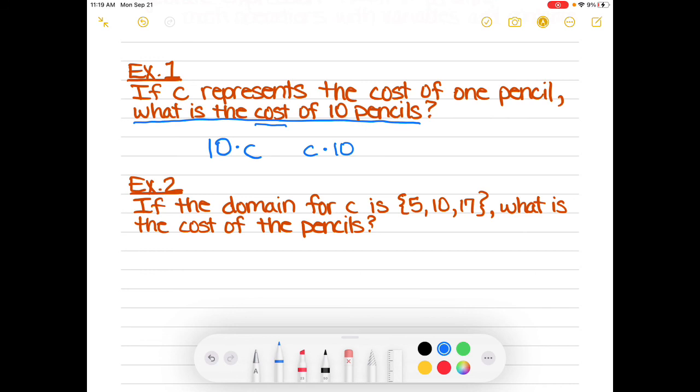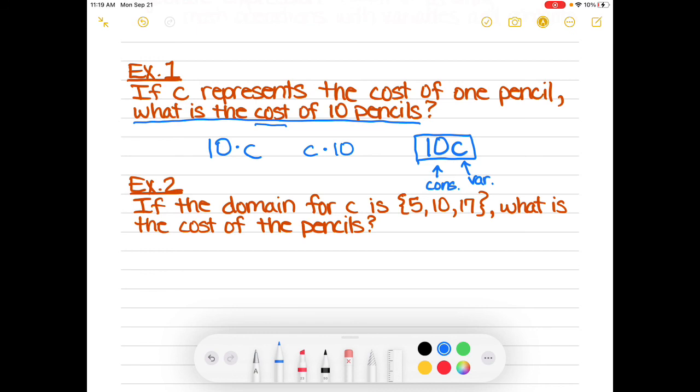Some of y'all might have thought, well, isn't it C times 10 going the other way? It does not matter the order, except that we don't want even the times sign there. If you have a variable, you do not need to put a times sign. All you need to put is the number and the variable, or the letter, right next to each other. When we say 10C, we want the number first, the constant. Remember, the number is the constant and the letter is the variable. So we want the constant to come first every time. So this is my answer to if C represents the cost of 1 pencil, what is the cost of 10 pencils?